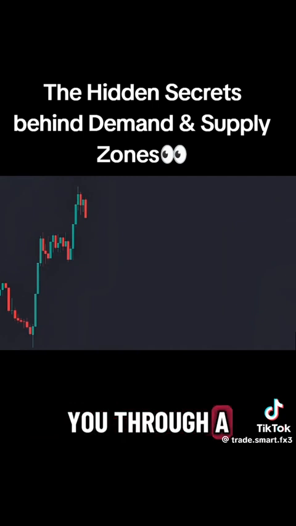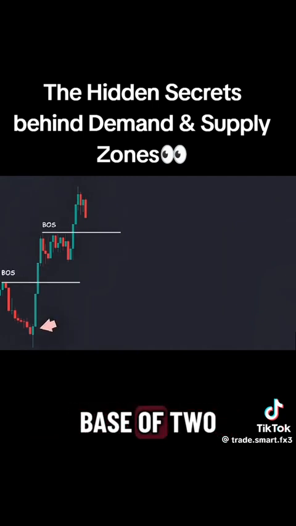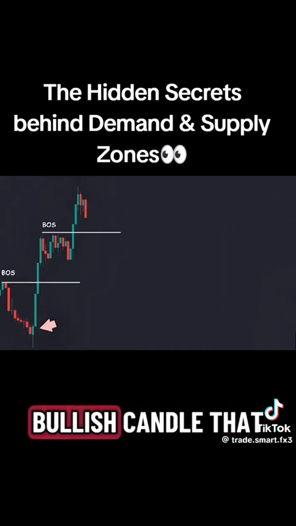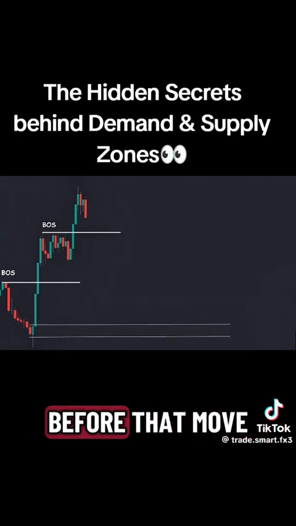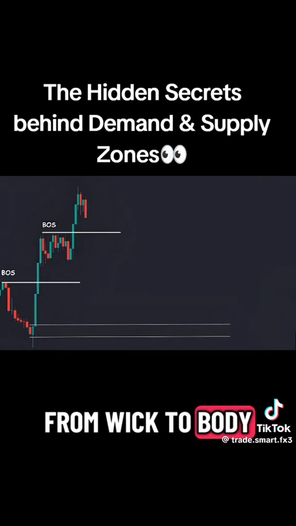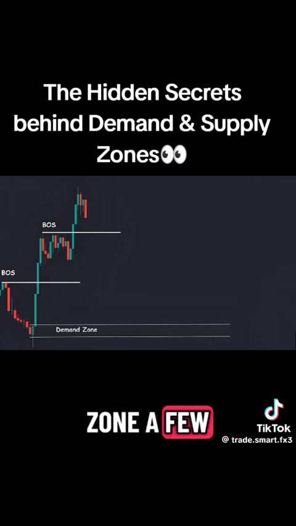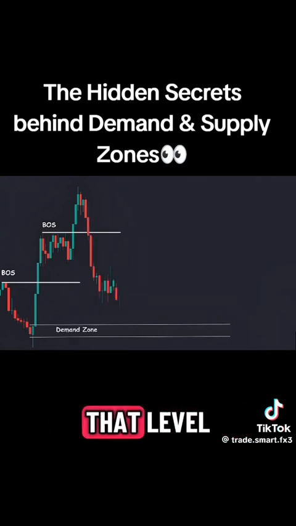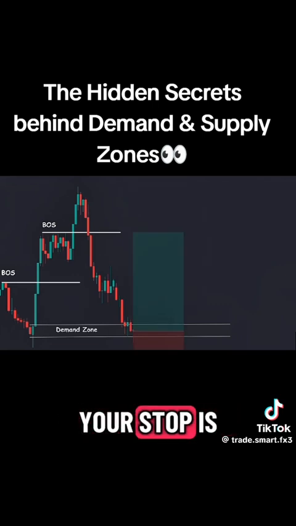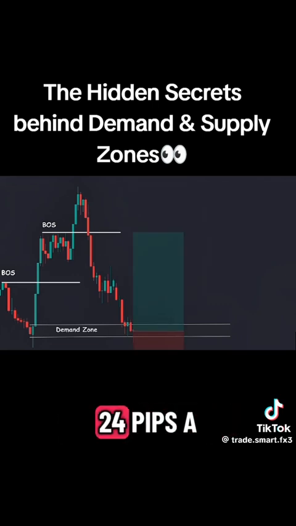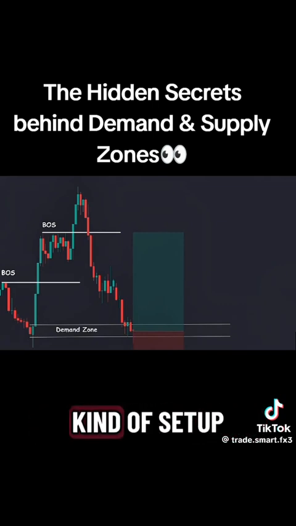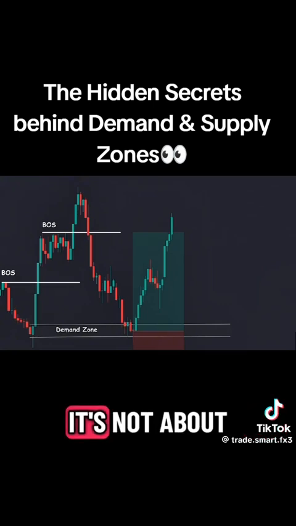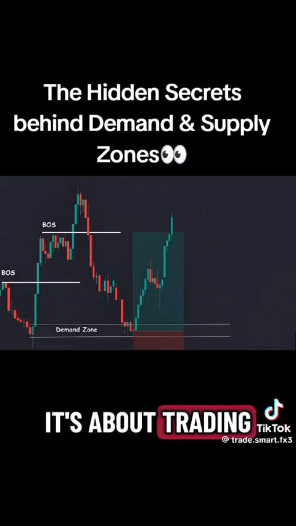Let me walk you through a real example. You notice a base of 2 small candles, then a big bullish candle that breaks structure. You mark the last bearish candle before that move, from wick to body, as your demand zone. A few hours later, price returns to that level. You enter long. Your stop is 8 pips. Your target is 24 pips. A clean 1 to 3 risk-reward setup. This is the kind of setup smart traders wait for. It's not about trading more, it's about trading better.